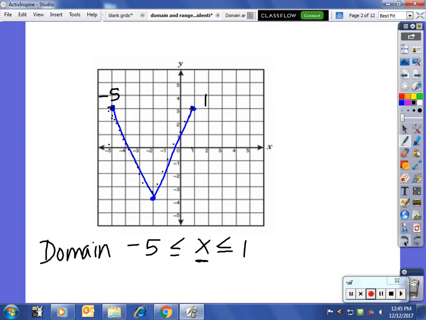Do you agree that 1 is the greatest x value? 1 is the furthest point to the right. That's the biggest x value you're ever going to find on this picture. Okay, 3 is not an x value. So all of the other x values compared to 1 are smaller than 1. So all of the x values are between negative 5 and 1.